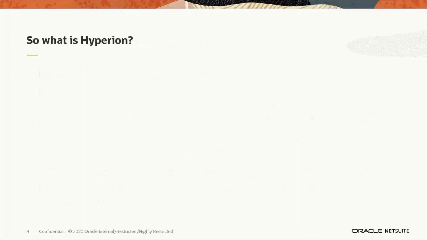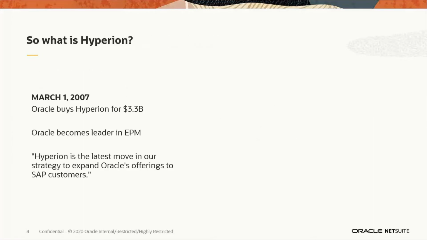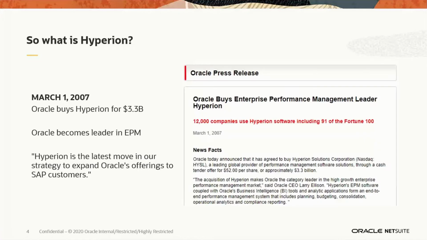For those who don't know, what is Hyperion? Oracle acquired Hyperion back in 2007 for $3.3 billion. They immediately became the leader in EPM, so Enterprise Performance Management Solutions. And this was very much a land and expand strategy from Oracle to work against SAP, who only had an offering around general ledgers and ERPs at the time.